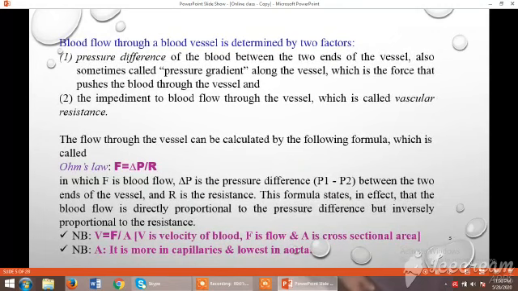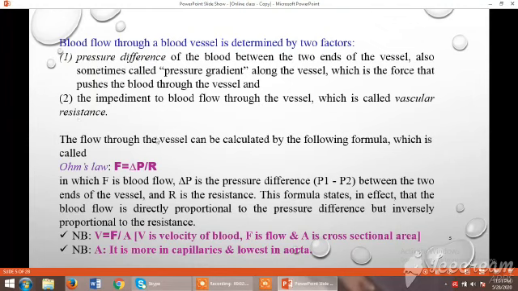Now, firstly, we need to know about the blood flow through the blood vessels. It has two determinants, that is, two factors. The first is the pressure difference of the blood flow. You can call it the pressure gradient, which is the difference in pressure between the two ends of the vessel, the force that pushes the blood through the vessel. And the impediment to blood flow through the vessel is called vascular resistance.